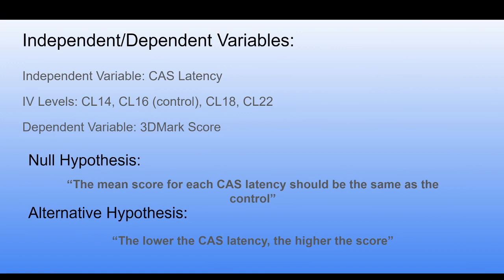This is a hypothesis because cache latency is the amount of cycles it takes for the memory to access a certain set of data. Therefore, a lower amount of cycles would justify a lower amount of time and a faster speed.